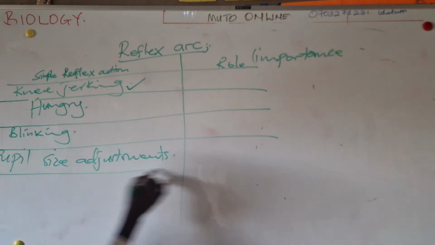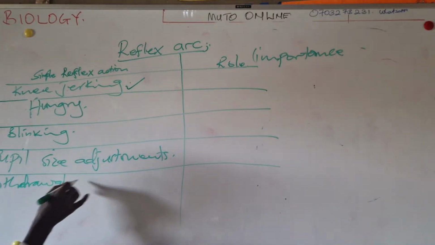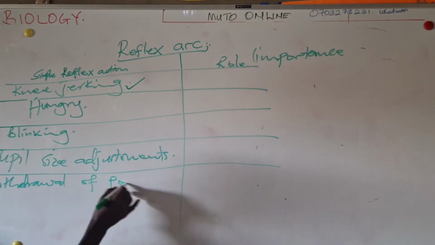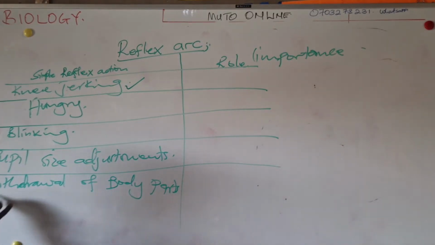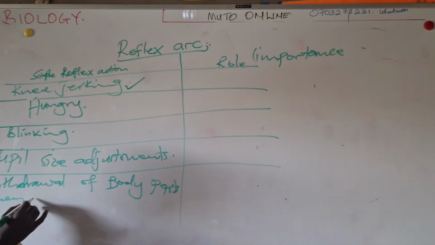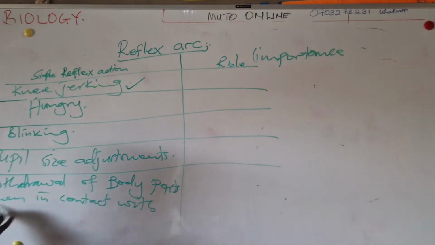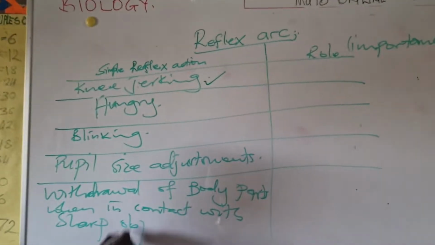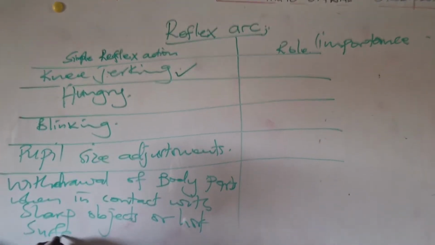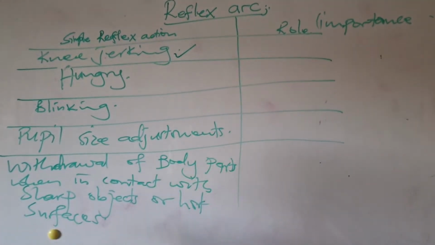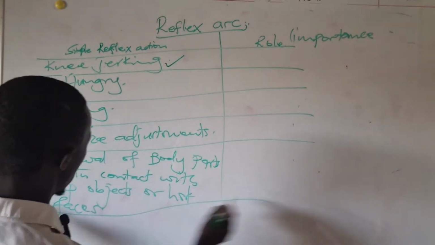Why should one withdraw parts of the body when in contact with sharp objects or hot surfaces? So I would like responses to this. Why should one sweat?